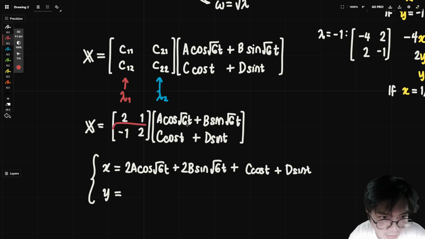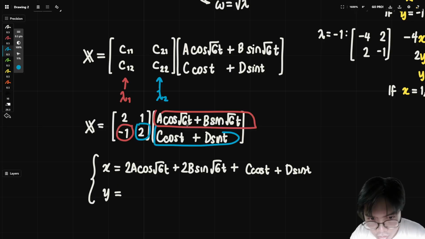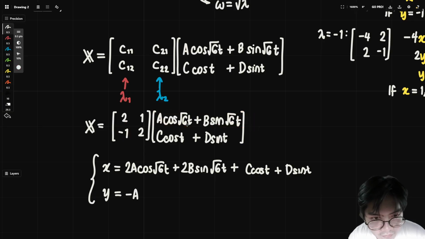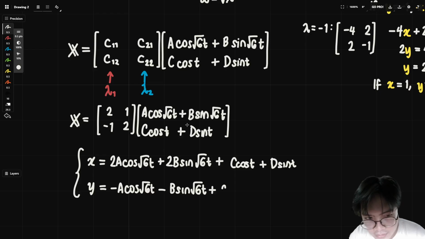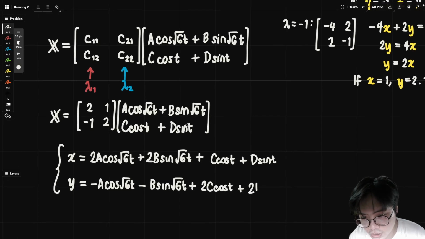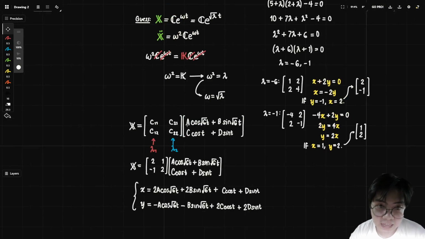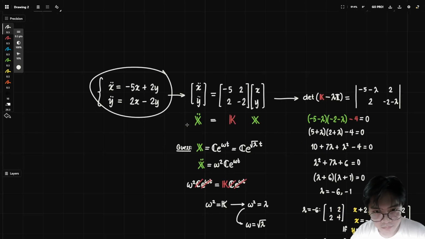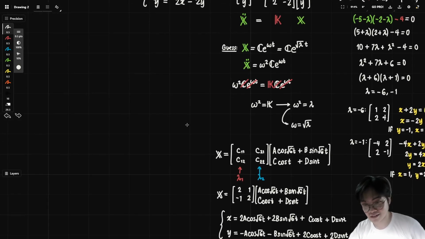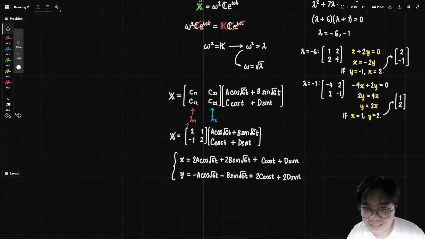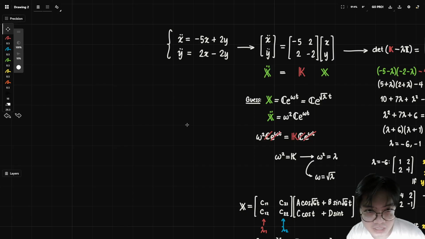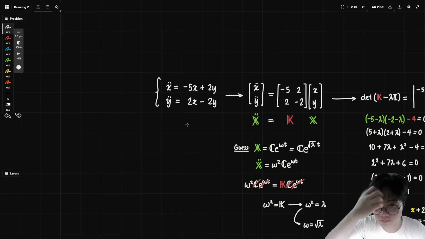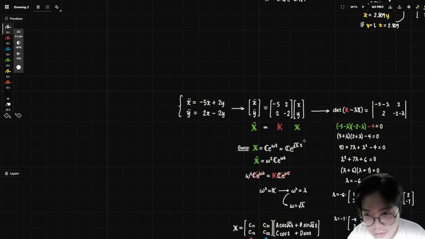For the other one, for y naman, di this, and this, aka this times this, and then this times this. Okay? So let's write that down. Negative a cosine squared of 60 minus b sine squared of 60 plus 2c cosine t plus 2d sine t. This is our answer that will satisfy this condition. So, ganun ang gagawin natin. If you guys would like to check it out talaga, then go. Kaya nyo yan. But this will be the answer for x and y that will satisfy the condition x double dot is equal to negative 5x plus 2y and y double dot is equal to 2x minus 2y.